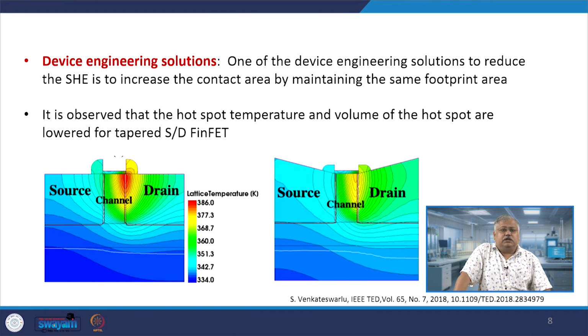Another methodology is to increase the contact area. When you make the contact area larger, you allow more and more heat to move through, which makes your life relatively easier.